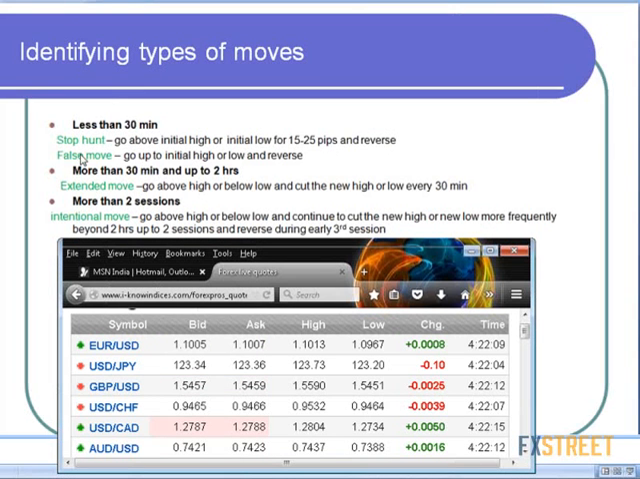Now the type of move they basically do is a stop hunt. A stop hunt is a move that they do above the initial high briefly, in less than 30 minutes, about 15 to 25 pips, and then reverse in less than 30 minutes, starting to go downward after the upward stop hunt, or after the downward stop hunt, they start gaining the level. So they do the stop hunt mainly to hit the stops of the long holders before making a rise. Hit the stops of the short sellers above the initial high, and then start making the drop.